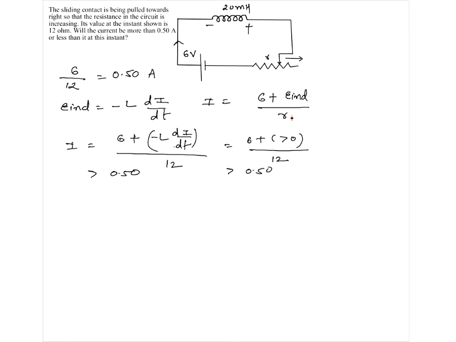Then it has to drop eventually, but momentarily it is increasing. So resistance is increased and current increases is the answer. More than 0.5. Yes, any questions? Let me know.